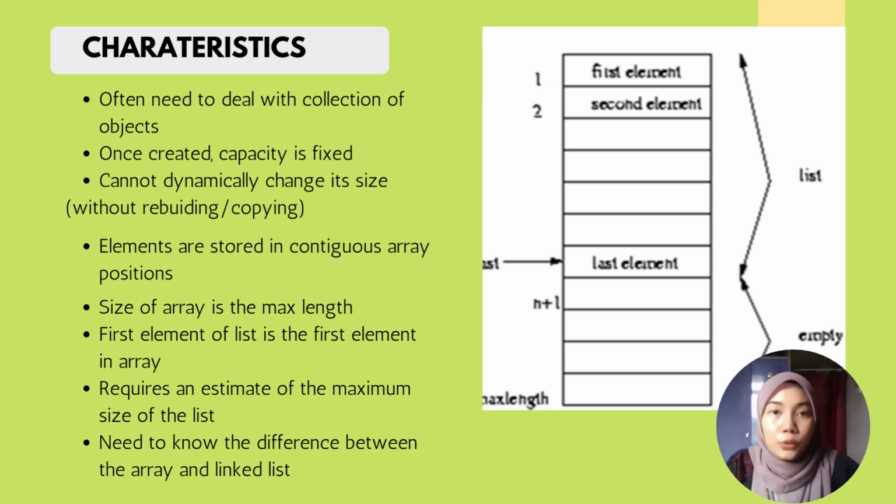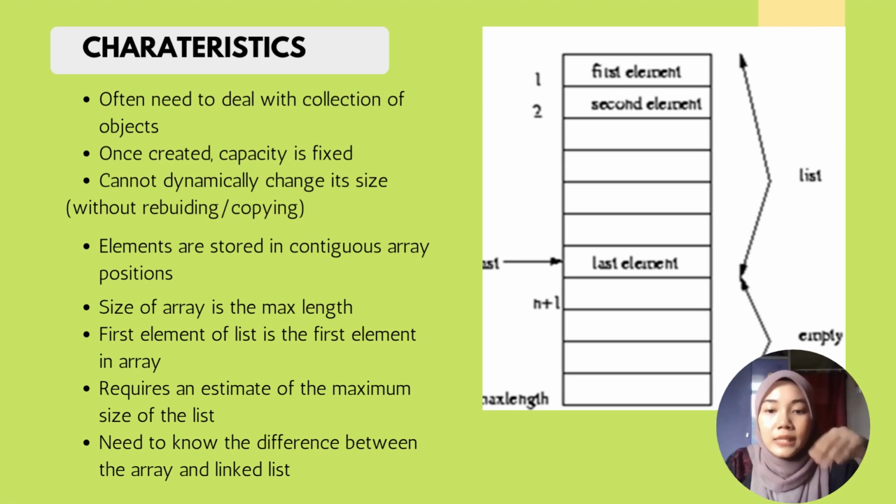And what you have to know is that in an array, the elements are stored in contiguous array positions, which means as a result it will have easily calculable addresses, and it will be easy for you to access the object or the data in your array. The size of an array is your max length. So basically, if you declare the size of an array as 10, your max length is also 10, because it follows the size of the array.